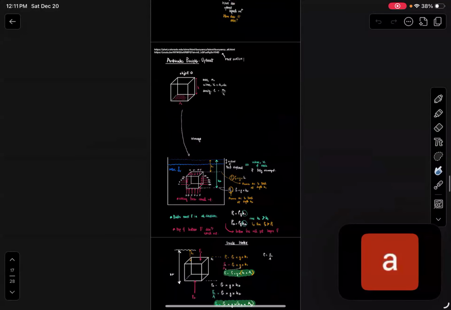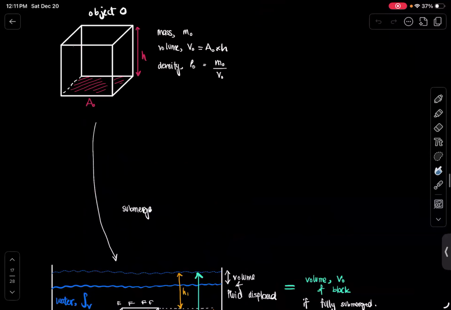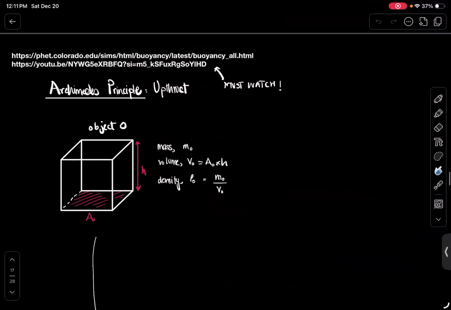Okay, so let's begin. What upthrust is: we know that whenever something is submerged in a liquid, there is always an upward force on that object that is submerged, right?